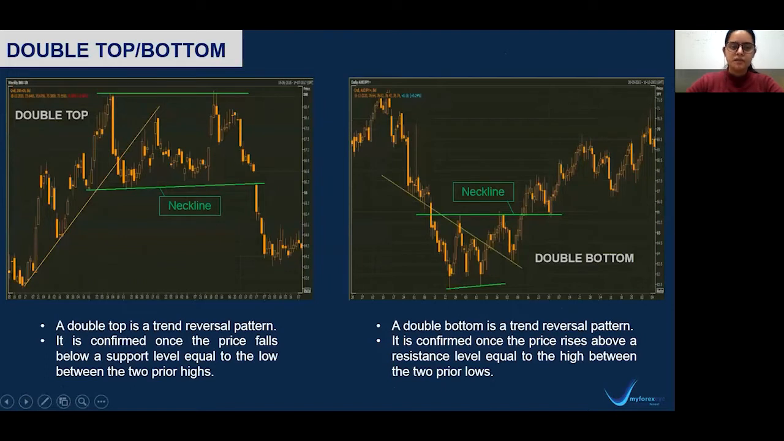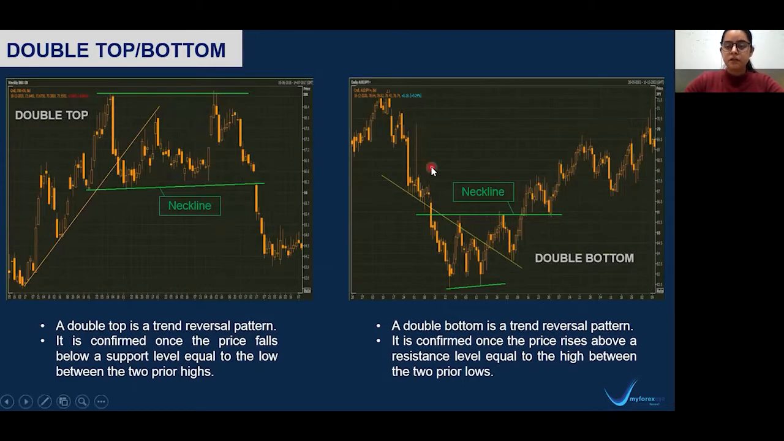Let's start with double top, double bottom. So double top and double bottom patterns are basically trend reversal patterns. In a rising trend, when the price forms two peaks which are roughly at the same level, then we form a resistance line here. And the lowest point between the two peaks is known as the neckline or the support level. This trend is confirmed once the price breaks down below the neckline and we say that the trend has reversed.